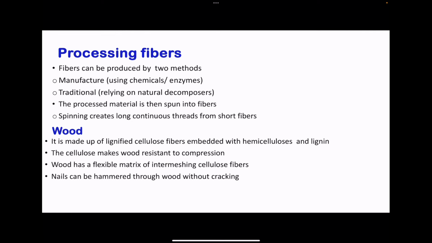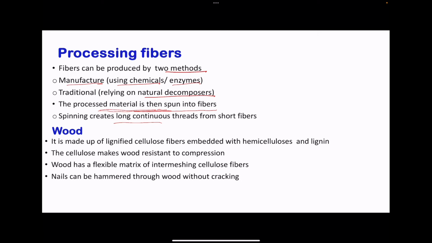Plant fibers can be processed. These fibers are processed by two methods. There was a traditional method which relied on natural decomposers, whereby the material was put somewhere and decomposition occurred, and then the decomposed parts were washed off and the fibers were retained. Or we can use the manufacture method, which is more modern, in which chemicals or enzymes are used to decompose away the easily decomposable material, leaving behind the fibers that cannot be broken down. After the decomposition, the remaining material can be spun into fibers. Spinning creates long continuous threads from short fibers.